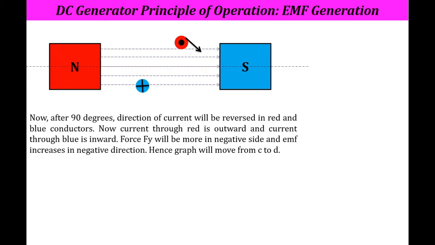The direction of the current will be reversed in the red conductor and in the blue conductor. Now, the current through the red is outward, that is a dot, and current through the blue is inward, which is denoted by a cross. Here, now Fy will be more, but it will be in a downward direction, so therefore it will be negative. So EMF will be generated at this place also, but whatever EMF is generated will be increasing in a negative direction.